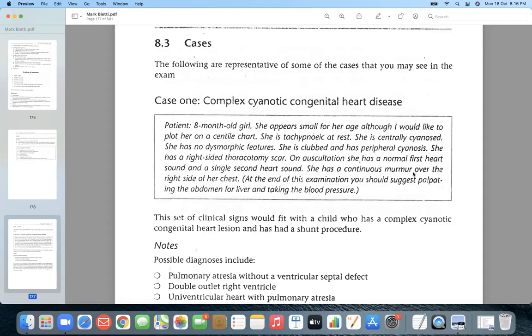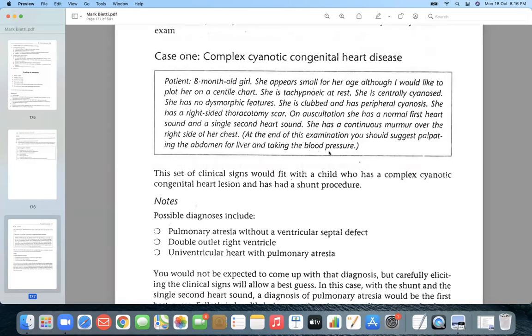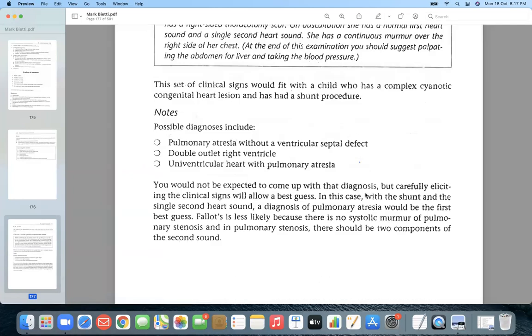She has a continuous murmur over the right side of the chest. At the end of this examination, you should suggest palpation of the abdomen for liver and taking blood pressure. This set of clinical signs would fit with a child who has a complex cyanotic congenital heart lesion and has had a shunt procedure. We'll say palliative procedure instead of shunt procedure. And here you see there is no median sternotomy scar, which means only a palliative procedure was done. This is the clue here.